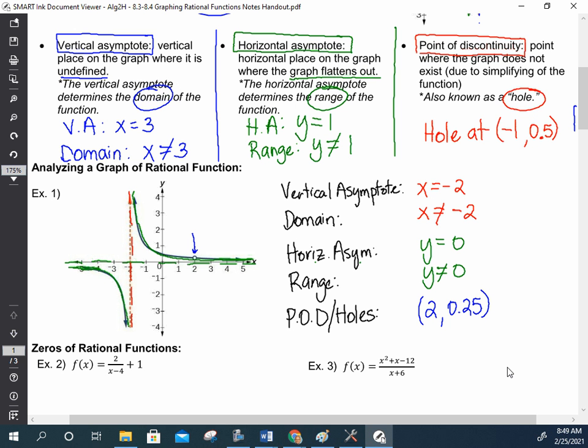So there's a graph, we took it apart. Any questions? Example 1. If you have questions, please make sure to ask because I can't read your mind. And I just get to assume that you know what you're doing. Yay me.